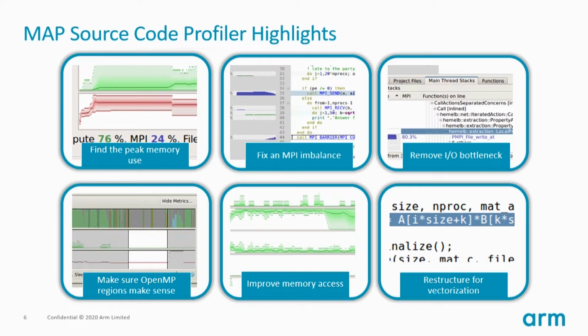Once again, some important features that I think stand out in MAP. It's very visual, so being able to see peak memory usage, MPI imbalance. Once again, thinking about the performance roadmap, look for I/O and MPI issues first, then move on to memory and CPU-related operations. Being able to see vectorization issues.